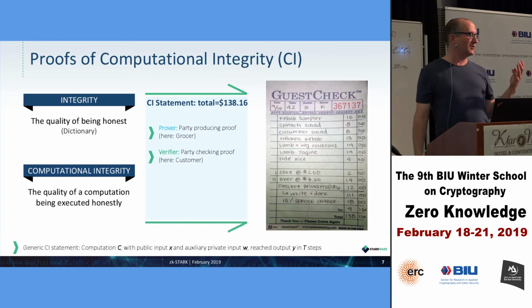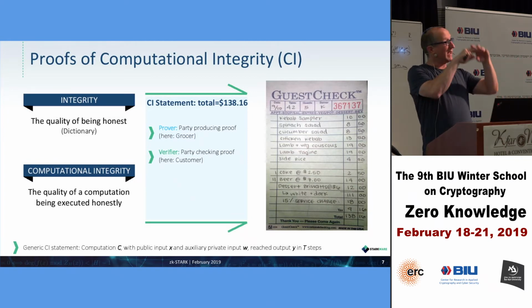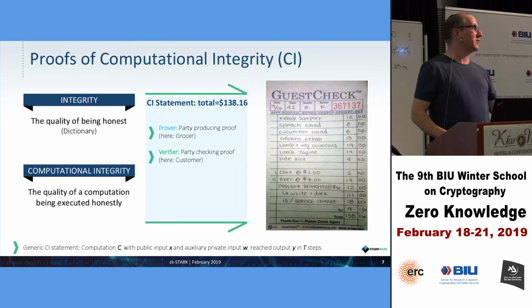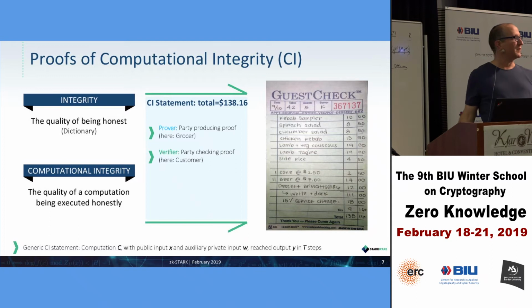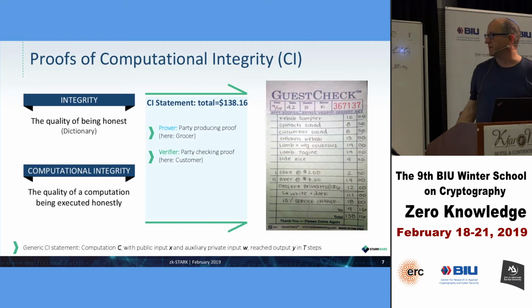So a general computational integrity statement is really a quadruple: program, input, output, and the time that it takes. The language of all of these statements, Alon Rosen called the universal language. It goes by other names. Silvio Micali called it the computational soundness language. I'll call it the computational integrity language. It's the set of all quadruples that are correct: computation starting from point A, reaching point B, with auxiliary non-deterministic data C and time T.